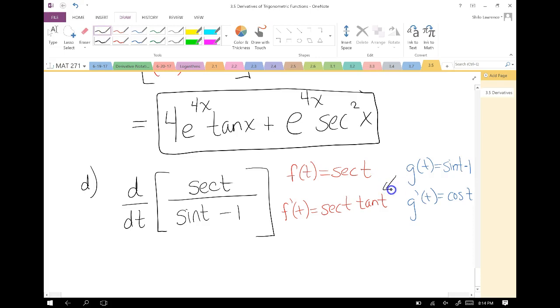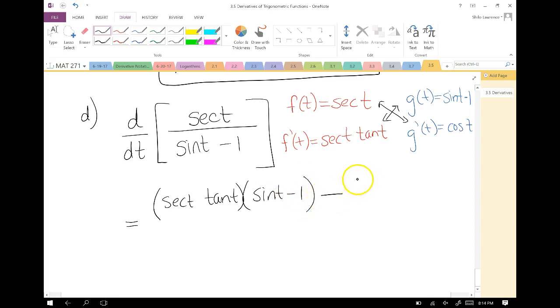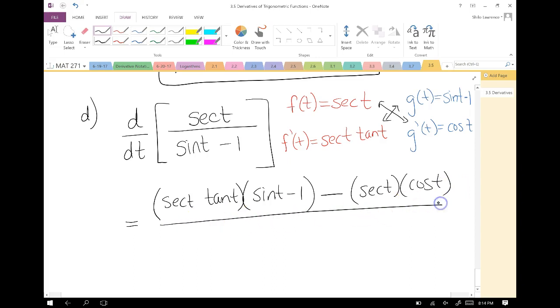And then we crisscross. And quotient rule has subtraction in it. So this is going to be secant t tan t times sine t minus 1 minus secant t times cosine t all over the original g squared. So sine t minus 1 squared.